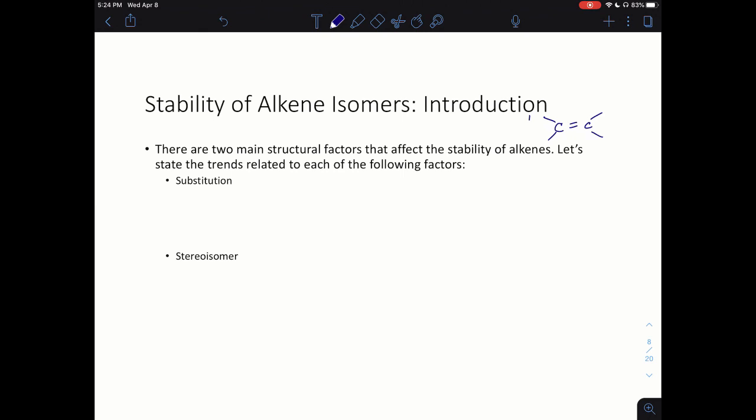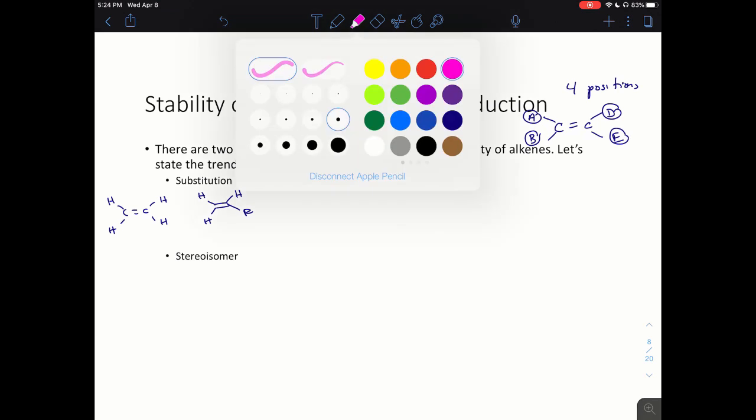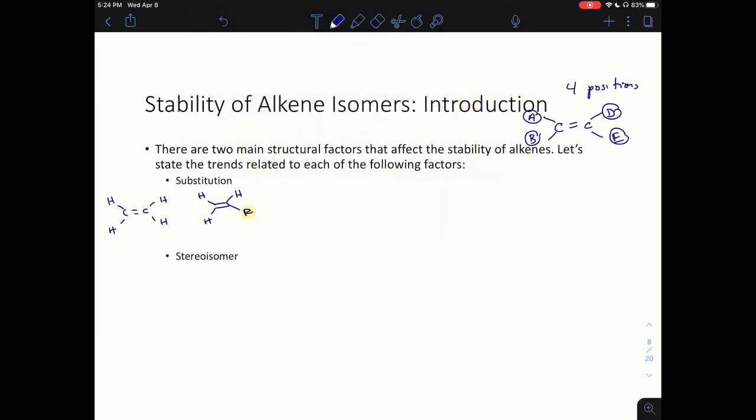So we have an alkene. There are two carbons of an alkene, and so there are four different positions, A, B, D, and E, where you might have substitution. So if you have no substitution at any of those positions, then you would have ethylene. If you have substitution at one of those positions, so you have an alkyl group instead of a hydrogen, then you would have what's called a mono-substituted alkene.